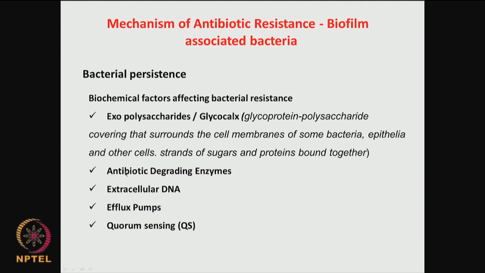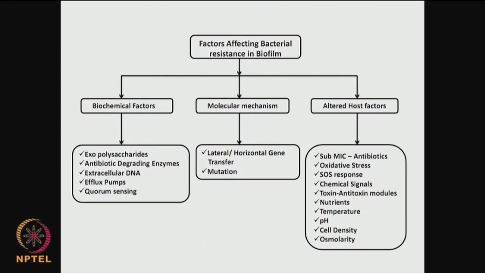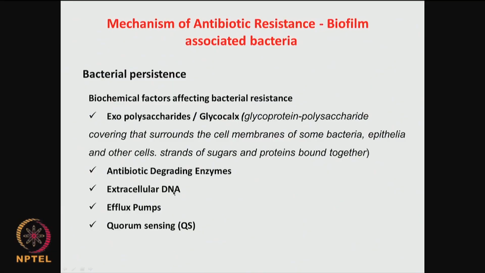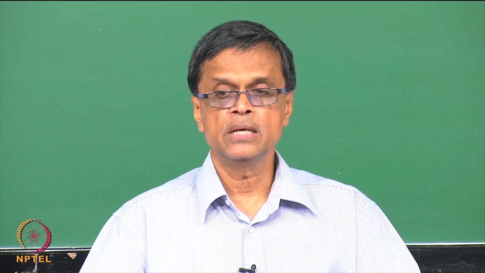There are enzymes produced by the bacteria called antibiotic degrading enzymes. As soon as the antibiotic is released into the system, these enzymes come and degrade the antibiotic, so the antibiotics are no more effective. Extracellular DNA also leads to antibiotic resistance. There are something called efflux pumps. Many bacteria possess this protein called an efflux pump, which pumps out whatever foreign material enters the bacteria. It could be an antimicrobial agent, an antibiotic, a dye, or a toxic chemical. These efflux pumps throw them out, thereby preventing the killing of the bacteria.